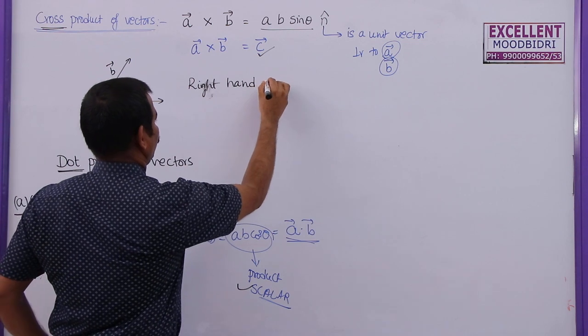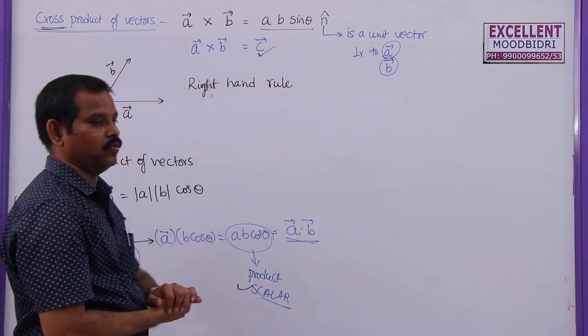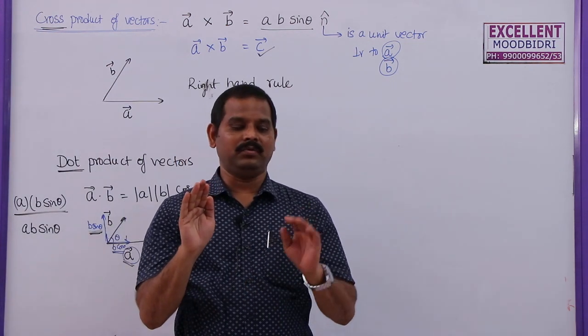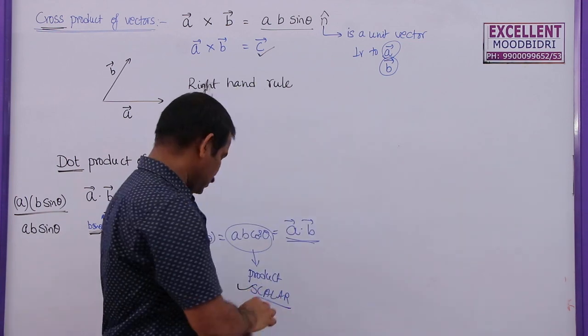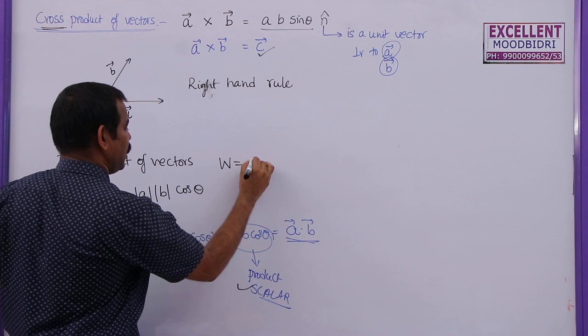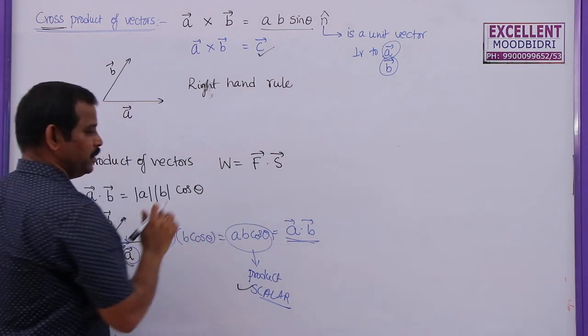Right hand rule or curl rule. So what is this right hand curl rule? We know that if you multiply the force vector with displacement, we will get a work. That we studied in a dot product already. So work is the dot product of force and displacement.